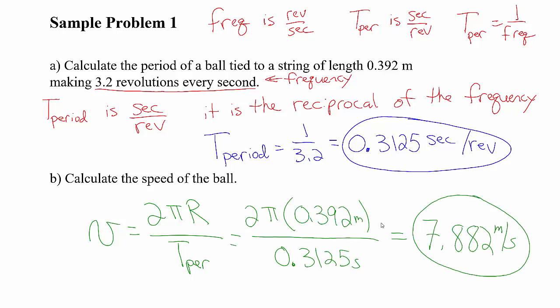The radius was that length of the string, 0.392 meters. And so this was 2 pi times 0.392 meters divided by the period, 0.3125 seconds. And so the speed of the object is 7.882 meters per second. Again, we just find the distance that's traveled from the circumference of the circle. We find the time that it takes to go around the circle once, that's the period, and we just do that distance divided by the time to get the speed, because the speed is constant.